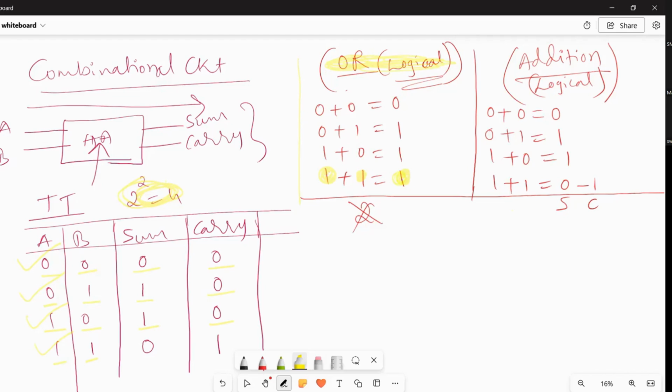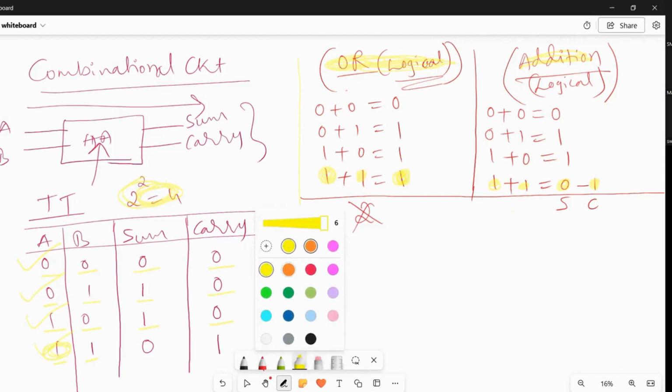Suppose if you are performing logical addition operation, then 1 plus 1 value is 0 as a sum with carry 1. See the difference. What is sum? 0 with carry 1. That is what I did at last here. Last combination. Look at this last combination.